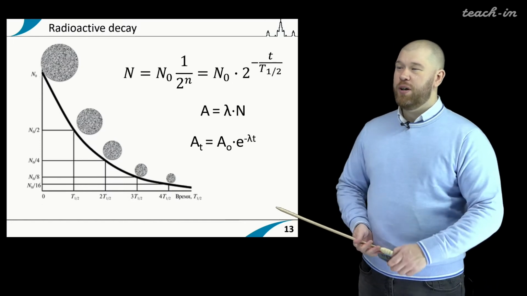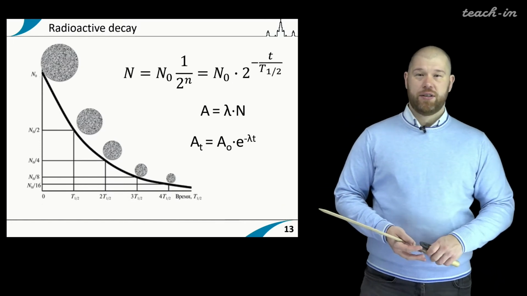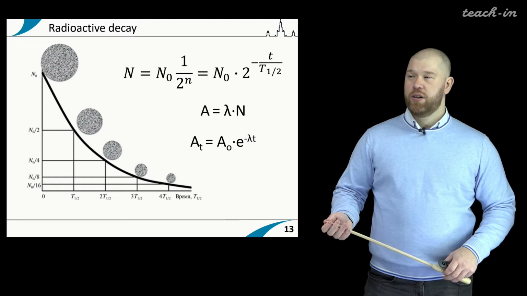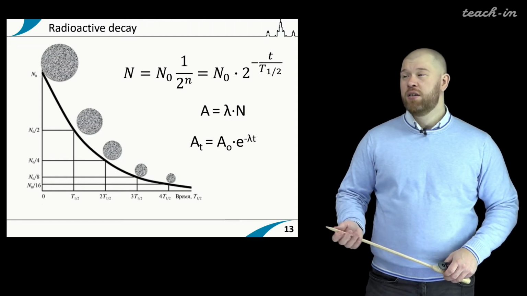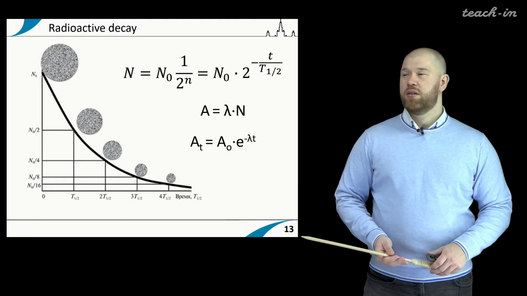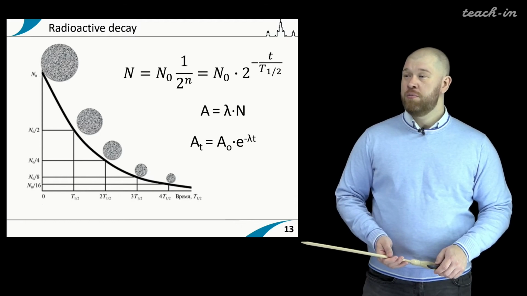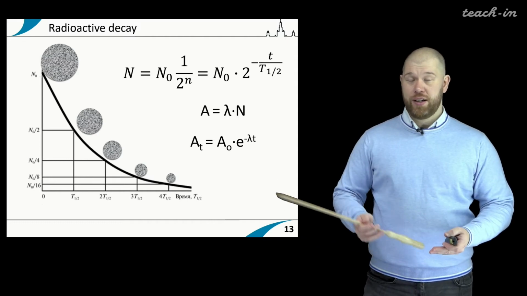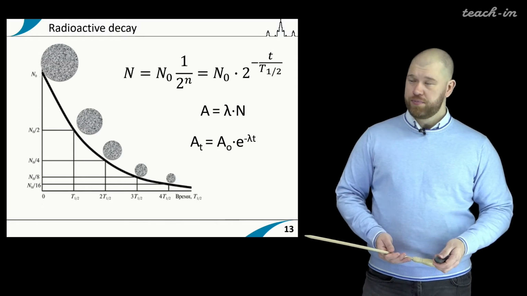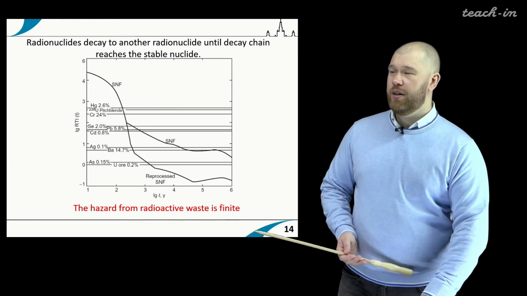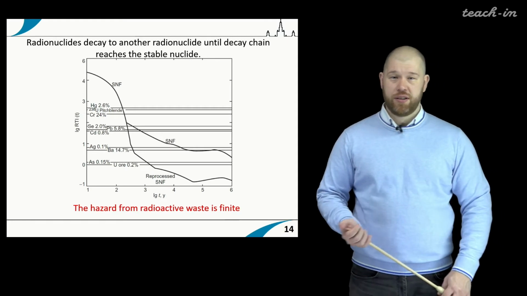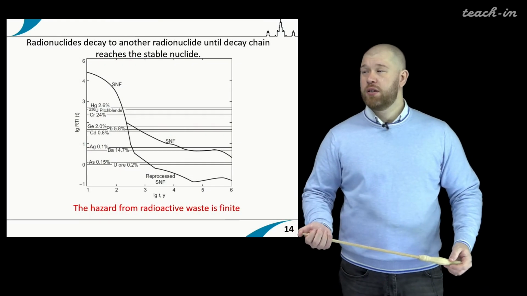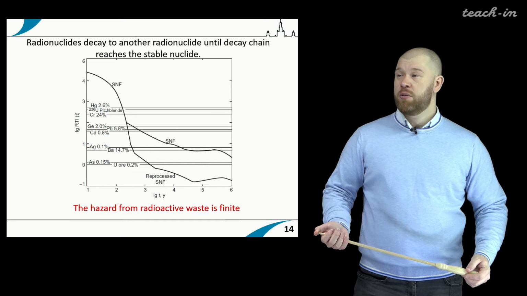And also, we have to remember that as far as this radioactive waste contains radionuclides, all the radionuclides are decaying with the main law of radioactive decay, and thus the activity of all the radioactive waste is decreasing with time. That means that the hazard from the radioactive waste is finite. And it is not the case for common waste containing, for example, heavy metals like mercury.